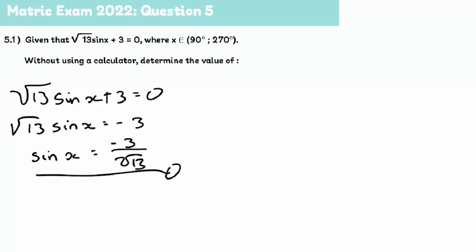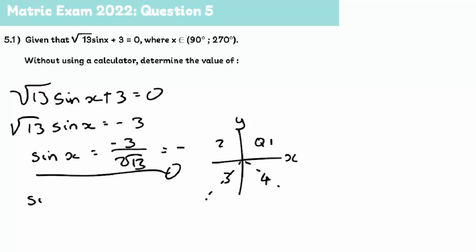So what we're saying is that sin x is equal to a negative number. So if we take, this is y, this is x, quadrant 1, 2, 3, 4, we know that sin is negative over here and negative over there. So it's negative in quadrant 3 and negative in quadrant 4. The other thing I want to say is sin x is equal to y over r. So now how do we determine if it's in quadrant 3 or quadrant 4?